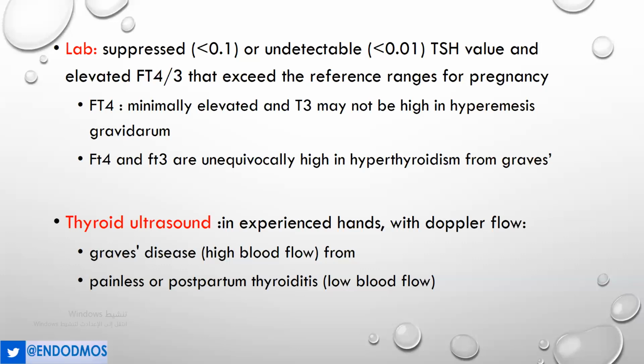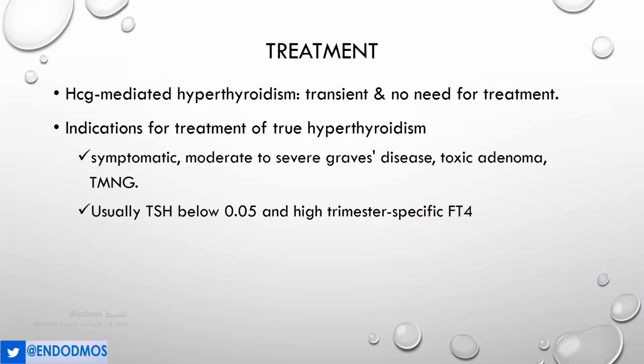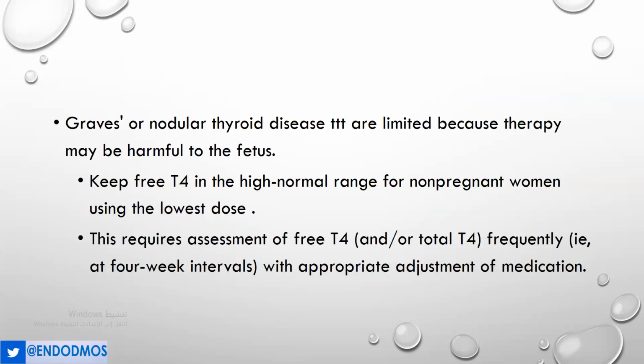Thyroid ultrasound may help to detect the Doppler flow. In Graves' disease, high blood flow is observed. In painless or postpartum thyroiditis, low blood flow. The treatment: beta HCG mediated hyperthyroidism needs no treatment because it is transient, just monitoring. Indications for treatment of true hyperthyroidism include symptomatic moderate to severe Graves' disease, toxic adenoma, and toxic multinodular goiter. Usually TSH below 0.01 and high trimester-specific FT4.